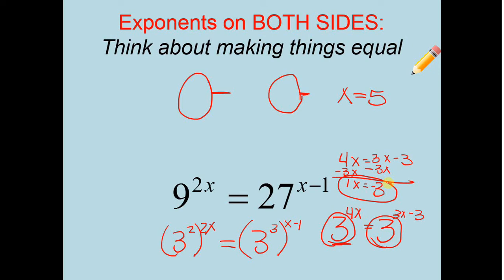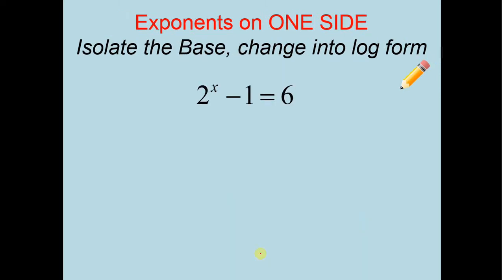I think that these are probably a little harder, just getting the bases the same. So always think, how can I get to have the same base? That is the question you're always going to want to ask yourself on these ones. Now, exponents on one side. You need to isolate the base and then change to log. So you're going to get stuck in exponential form. So you're going to go to log world.